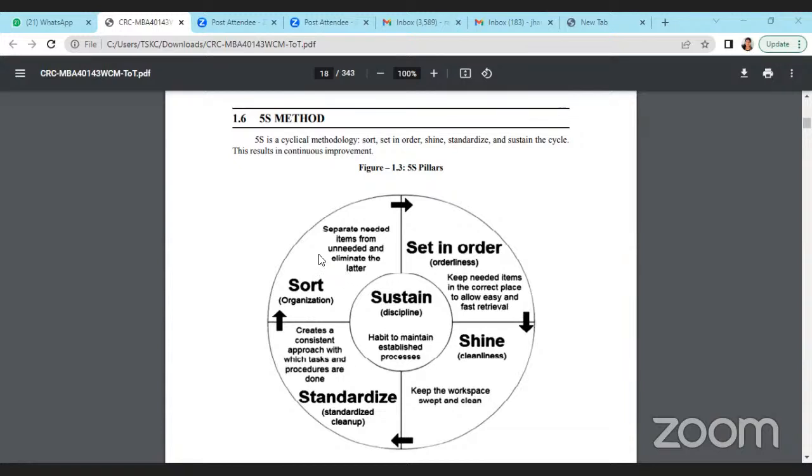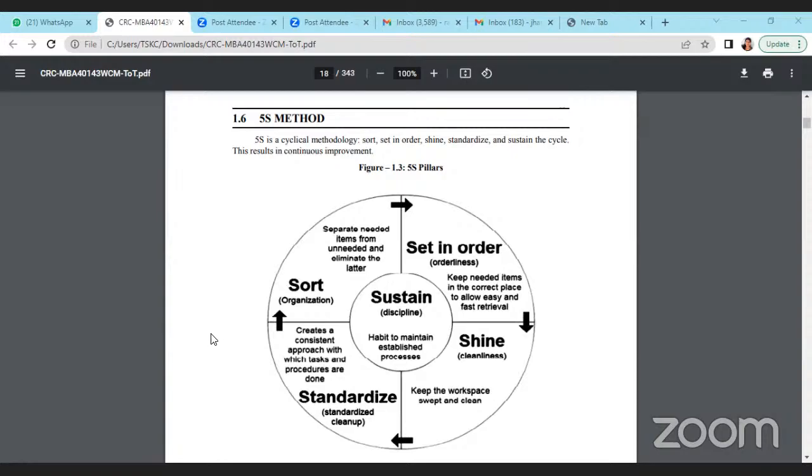And set in order creates efficient and effective storage methods to arrange the items so they are easy to use and label. And the next one is shine. Once the clutter that has been clogging the work area is eliminated, make it very clean, and this has to be followed daily.